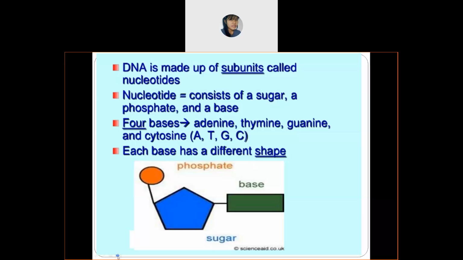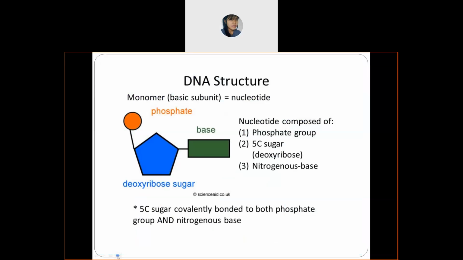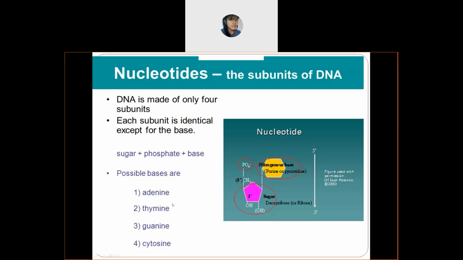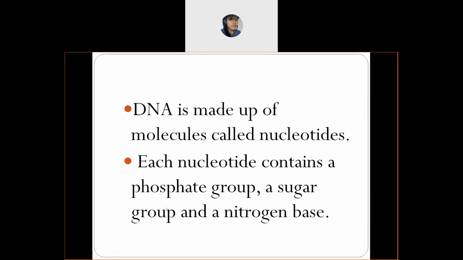Yeah, are you clear, everyone? This one. This is the phosphate. This is the deoxyribose sugar, and this is the base. It is the nitrogenous base. Okay, in the nitrogenous base, again you will get all these adenine, thymine, guanine, cytosine.